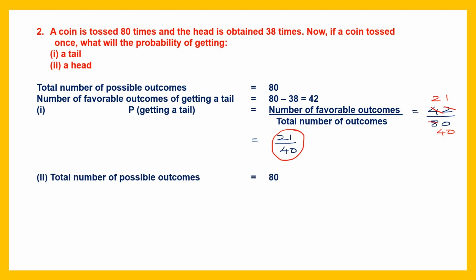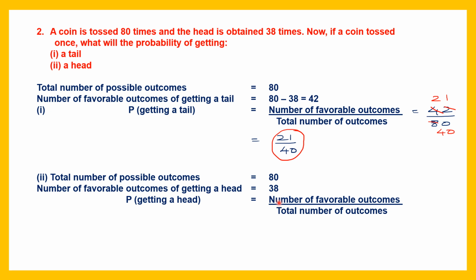Now the next one is, again, we have to find the probability of getting a head. So the total number of possible outcomes we know is 80 and we've already been told that the number of favorable outcomes of getting a head is 38. So 38 times we get it. Now to find the probability of getting a head, use the formula. So this time we say 38 divided by 80.